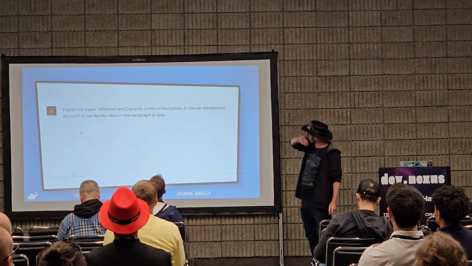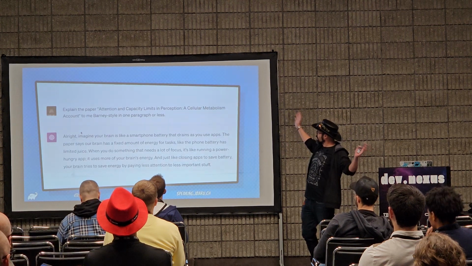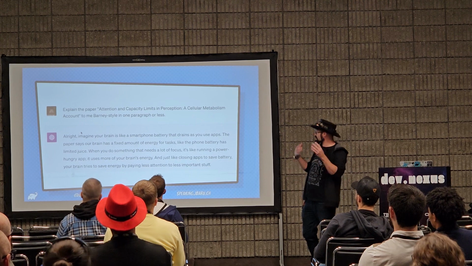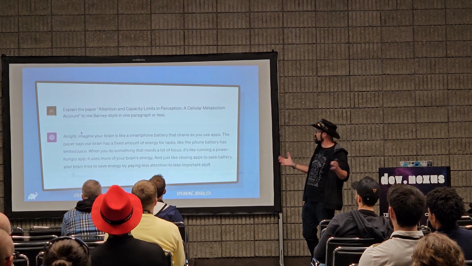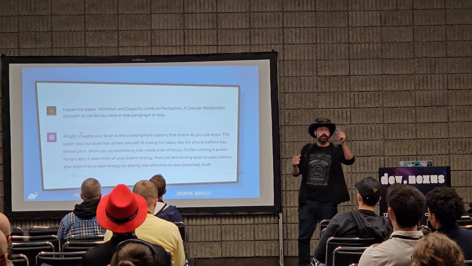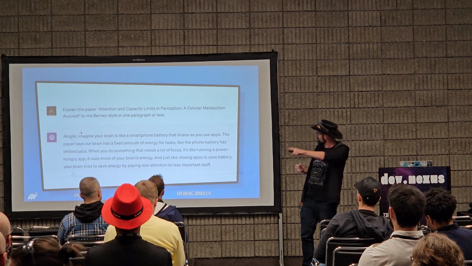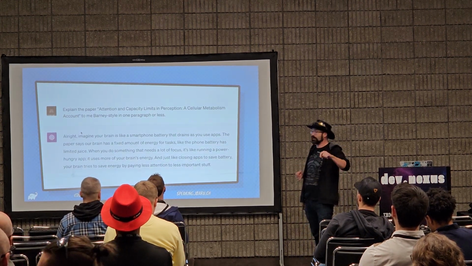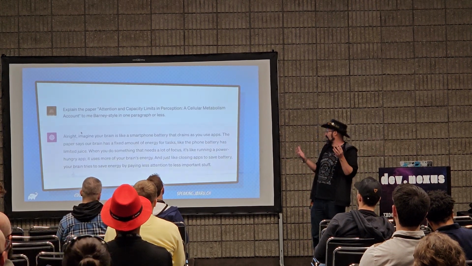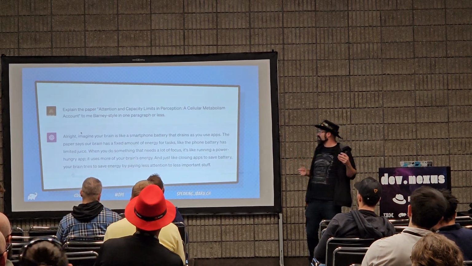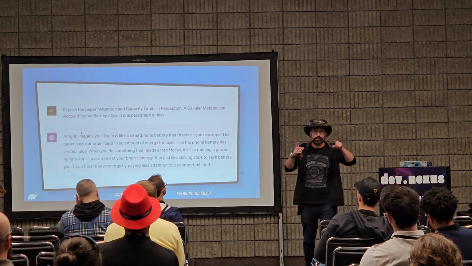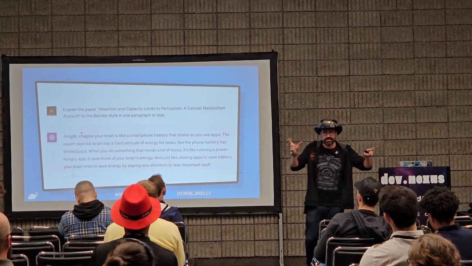So Barney style. Imagine your brain is like a smartphone battery that drains as you use apps. The paper said that our brain has a fixed amount of energy for tasks, like a smartphone battery has limited juice. When you do something that needs a lot of focus, like remembering the numbers that none of you did except Evgeny, it's like running a power-hungry app. And then it uses more of your brain energy. And like closing the apps to save battery, your brain tries to save energy by paying less attention to less important stuff. We'll get to how we have no idea what really important is in a second.